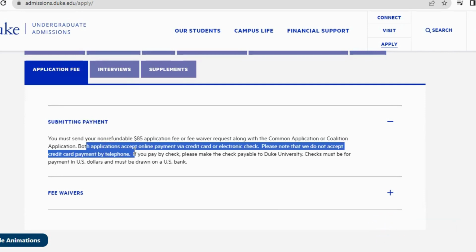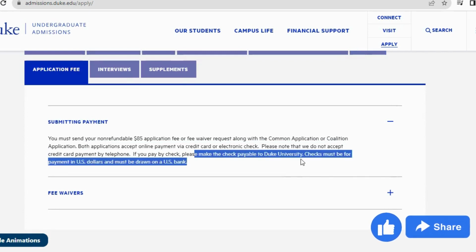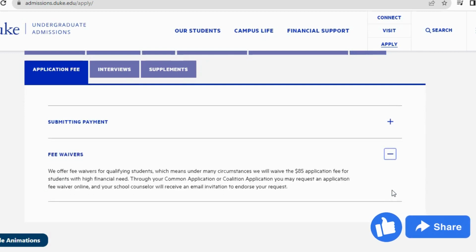Both applications accept online payment via credit card or electronic check. Please note that we do not accept credit card payment by telephone. If you pay by check, please make sure the check is payable to Duke University. Checks must be for payment in US dollars and must be drawn on a US bank. And then let's look at the fee waiver. If you want a fee waiver, this is how to go about it.